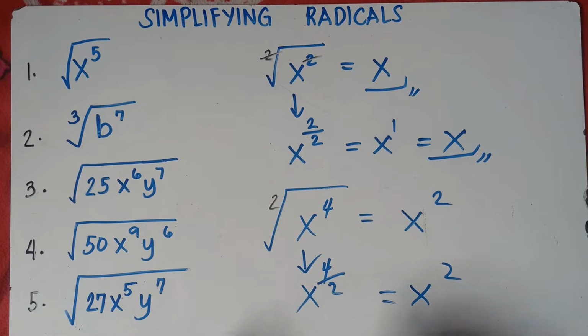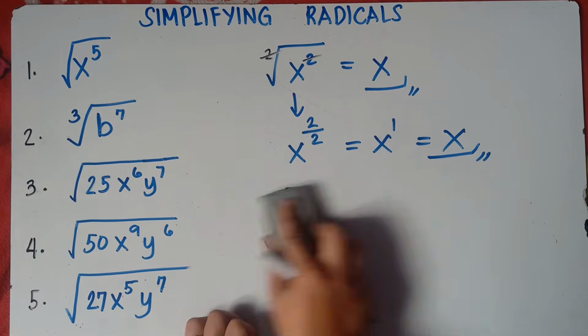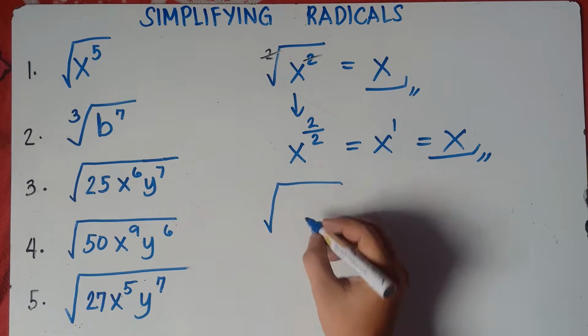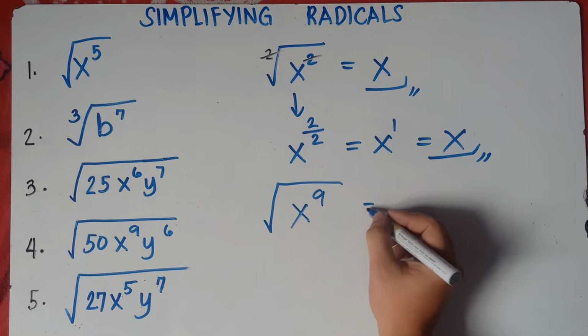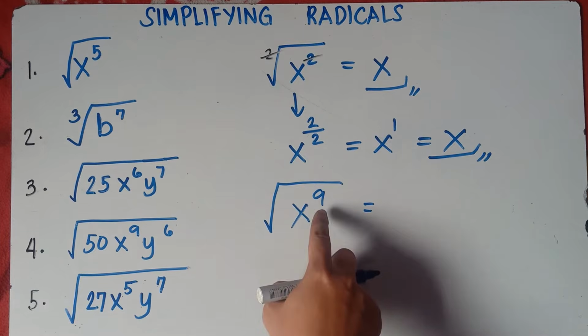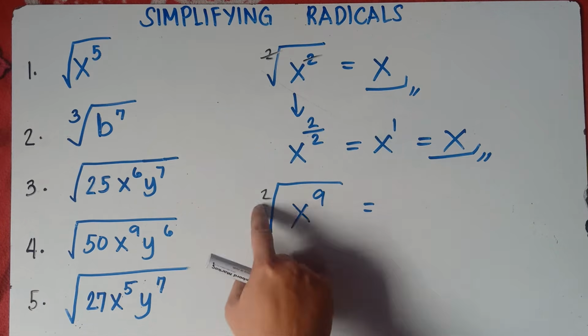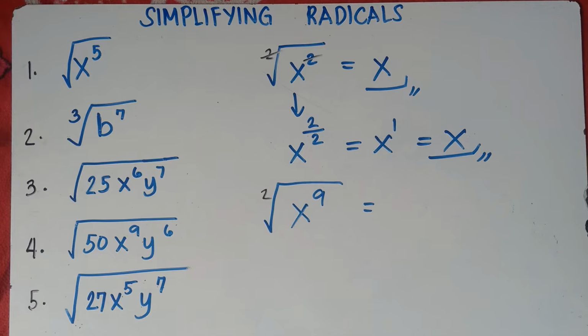So let's try another example. What if we cannot divide? What if we have x raised to the power of 9? Can we divide 9 by 2? Nope, we cannot divide 9 by 2. 9 divided by 2, you get a decimal answer.